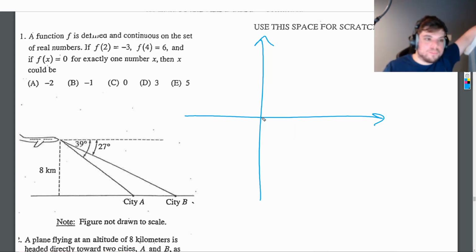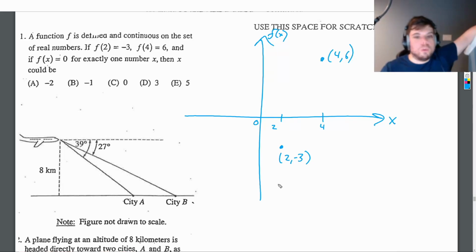So okay, we know that if we plug in 2, we have some function out there where f of 2 is negative 3. So this is 1 point on our graph, 2, negative 3, and then we have another one, f of 4. F of 4 is positive 6, so like way up here. So these are 2 points on our function. Other than that, we know nothing about our function. So it could do crazy stuff.